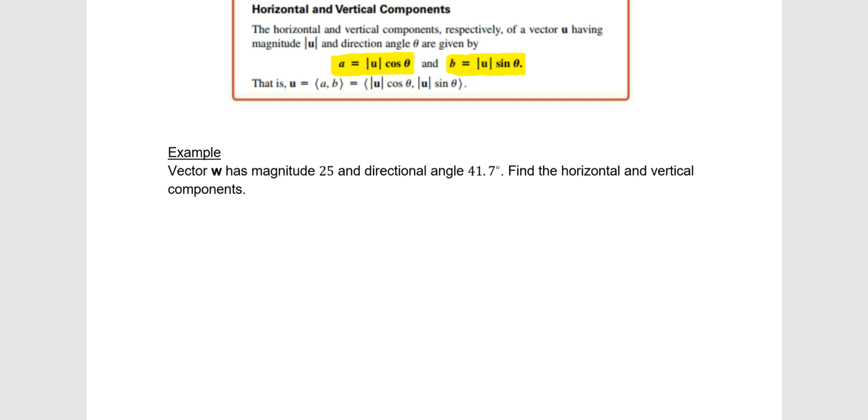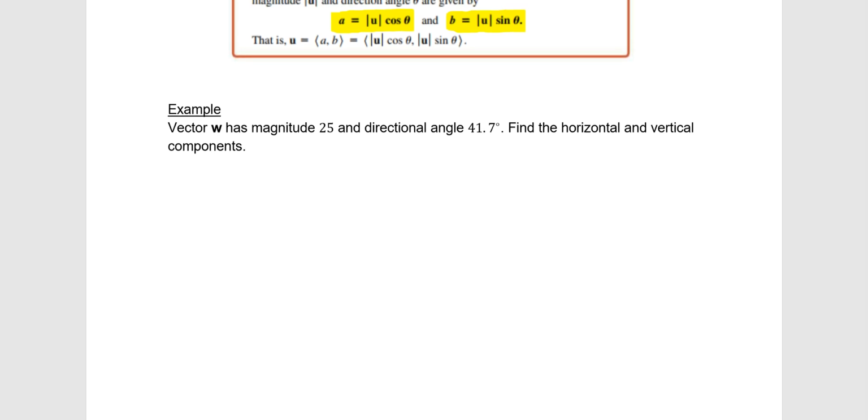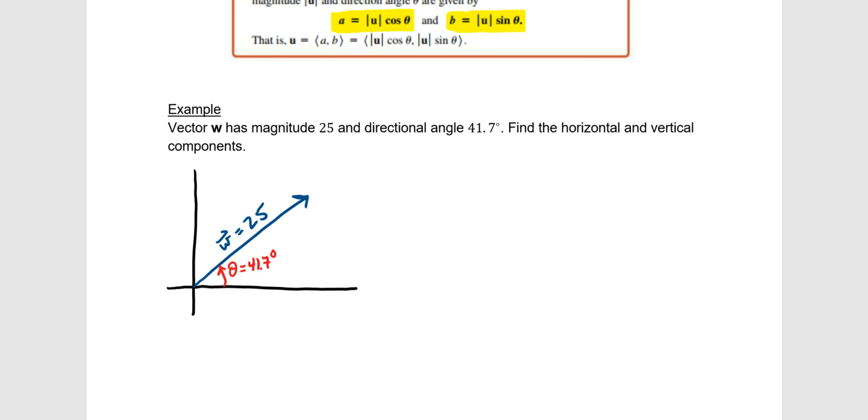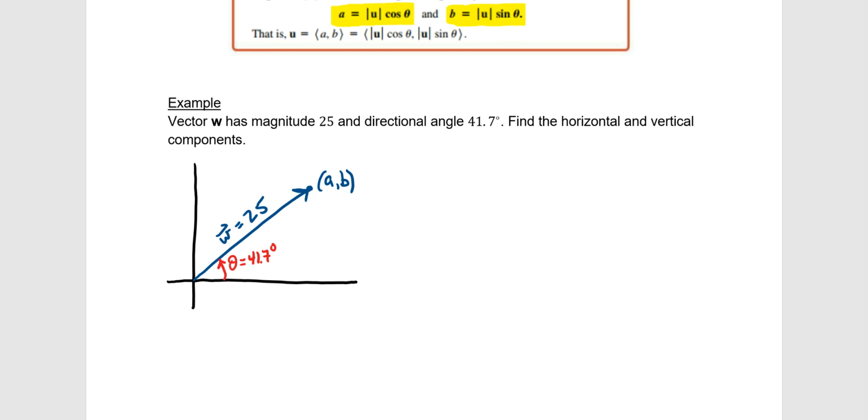Let's go ahead and see this example. Vector W has a magnitude of 25 and a directional angle of 41.7 degrees. Find the horizontal and vertical components. Drawing it out, it's going to look like this. We know it's in the first quadrant because 41.7 degrees is between 0 and 90 degrees. What we're essentially doing is looking for the x and the y value, to find this ordered pair, A comma B. You can create a right triangle and solve for A and B, and see how we get those formulas above. But let's just go ahead and use them.